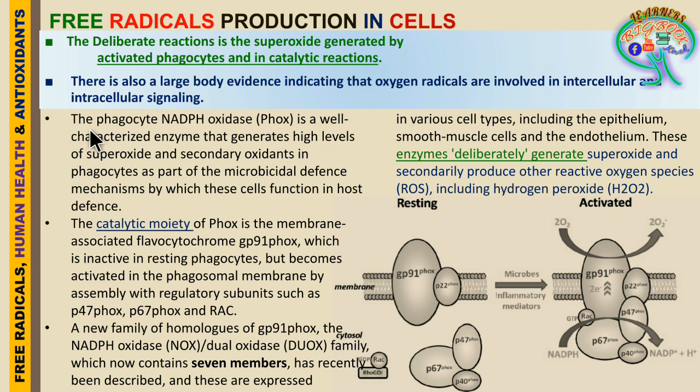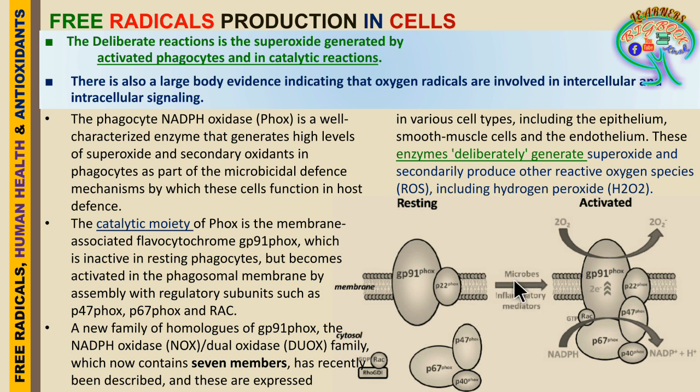Now within this, the phagocyte NADPH oxidase, FOX, is a well characterized enzyme that generates high levels of superoxide and secondary oxidants in phagocytes as part of the microbicidal defense mechanisms by which these cells function in host defense. Now it is similar to what we have discussed, but here the mechanism or the metabolic activity is different. So the enzyme phagocyte NADPH oxidase, shortly called FOX, generates high levels of superoxides and secondary oxidants, which are responsible for the microbicidal defense, acting as the host defense for the infections.